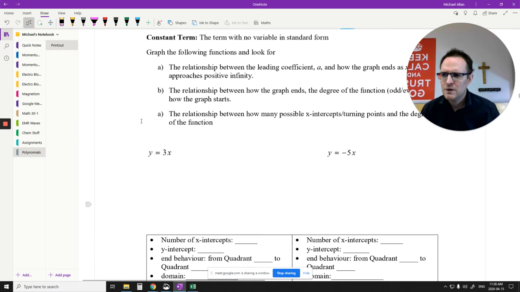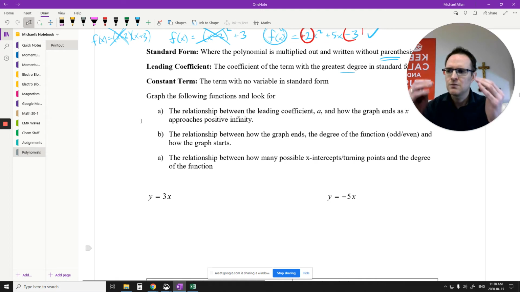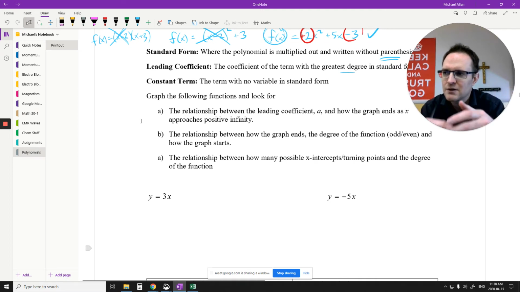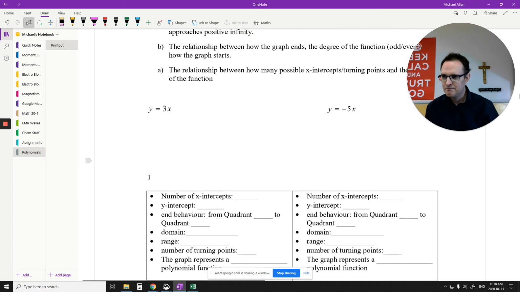So when we're doing this, we want to figure out, what does this do? What do all these things do? What does the constant term do to the graph? What does the leading coefficient do to the graph? And we're only going to be looking at standard forms for these ones. So we're going to look at these 2 linear graphs here. Okay? So we're going to put these into our calculator, and then we're just going to look at those graphs.